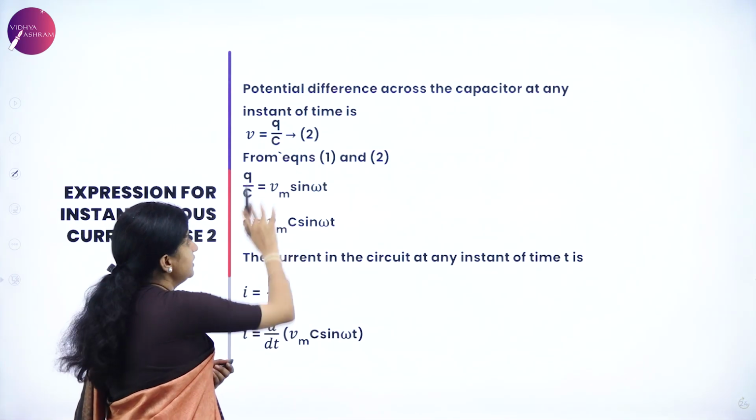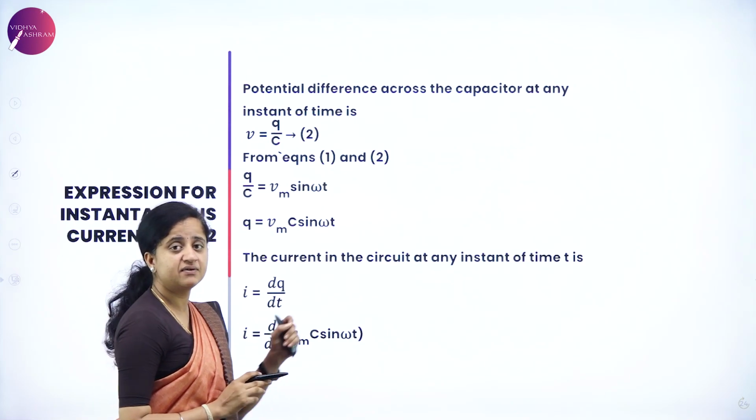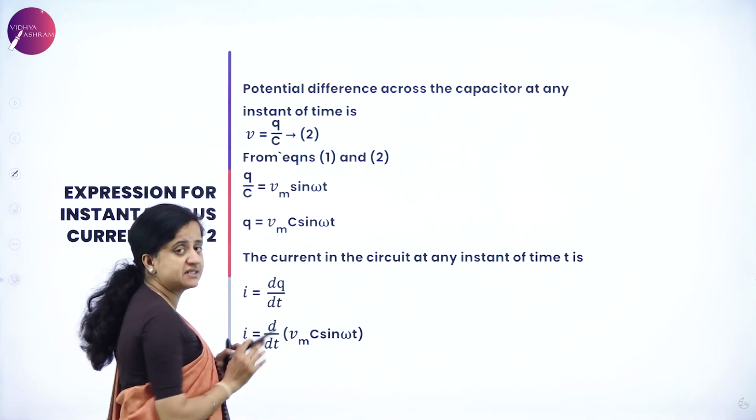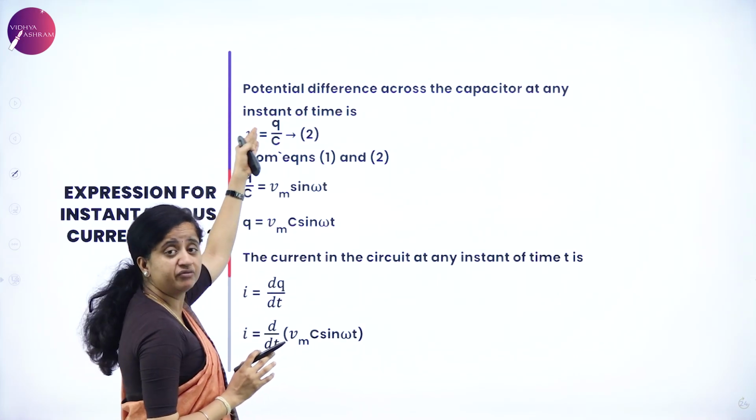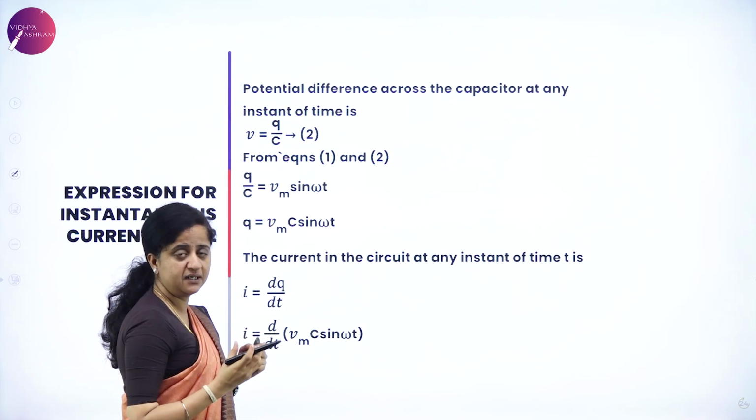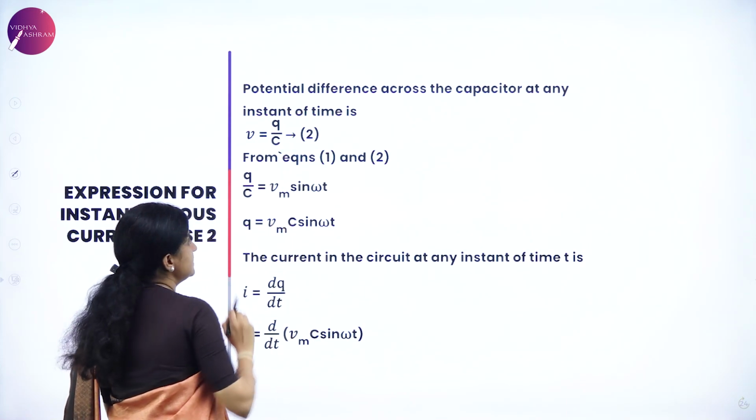So now, the potential difference across the capacitor is given by V is equal to Q divided by C. We are choosing an expression in such a way that if we have the value of Q, then we can find the expression for current easily. So V is equal to Q by C is my second equation.